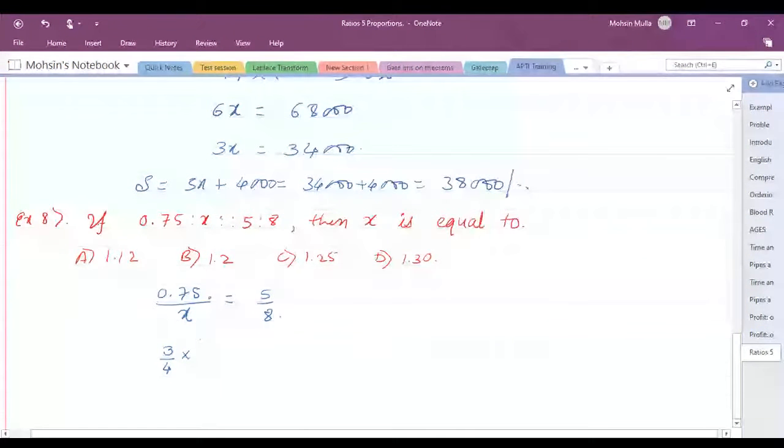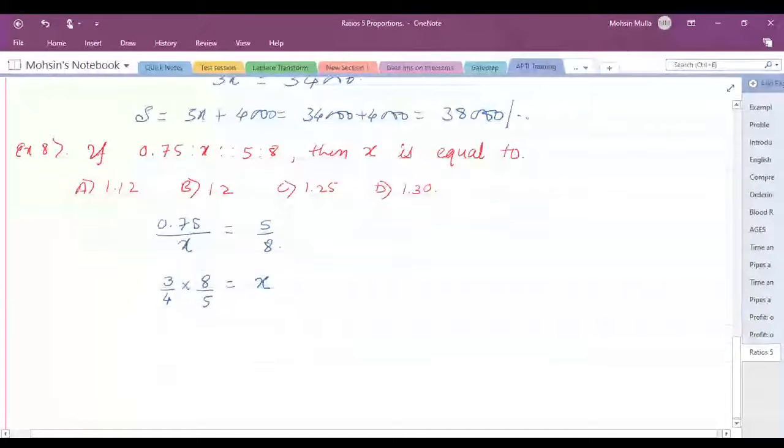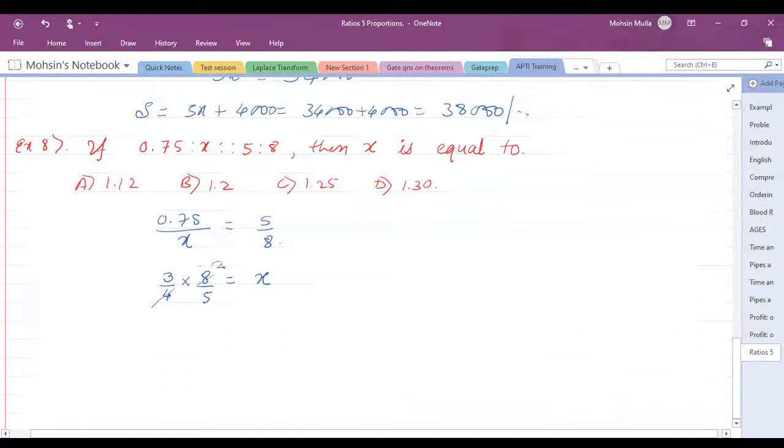0.75 I can also write as 3 by 4, into 8 will come to the numerator, 5 will go to the denominator, 8 by 5. And x is in the denominator on the left hand side, so it will go to the numerator on the right hand side. So this is 6 by 5. Therefore x equals 6 by 5, which is 1.2. A very simple example.